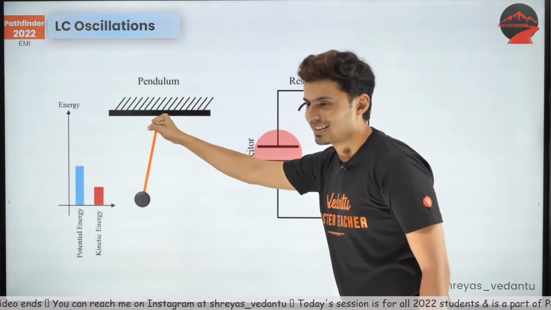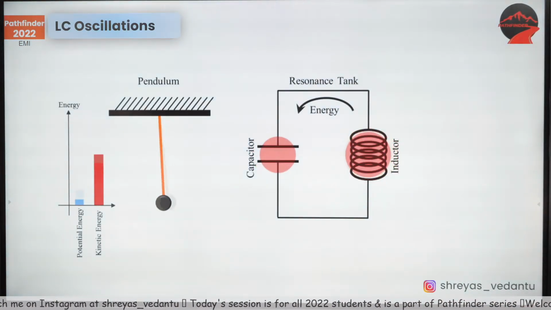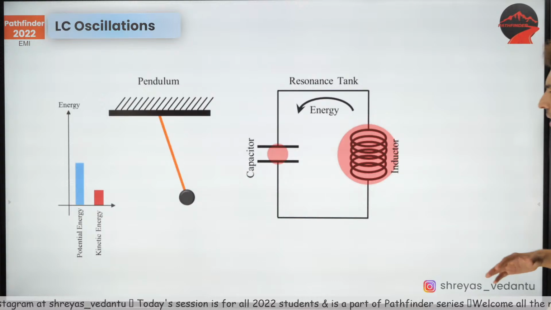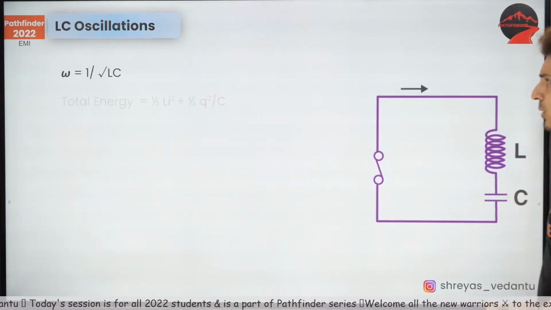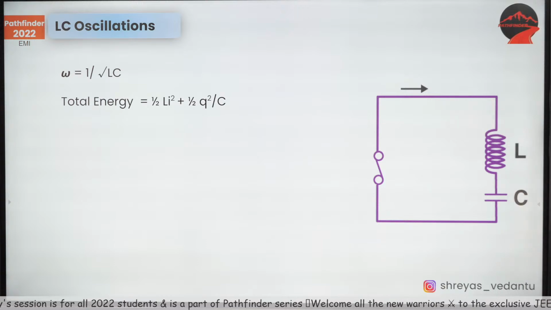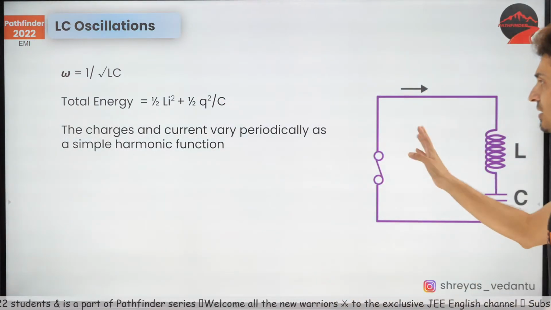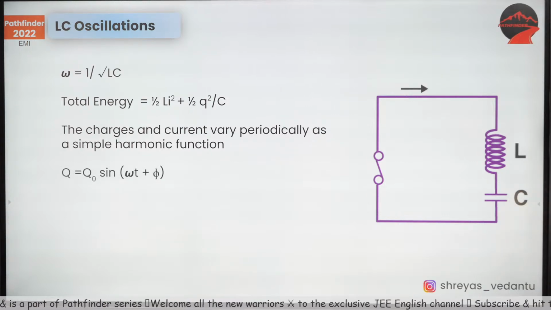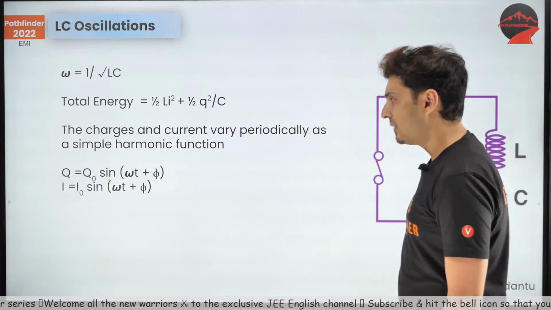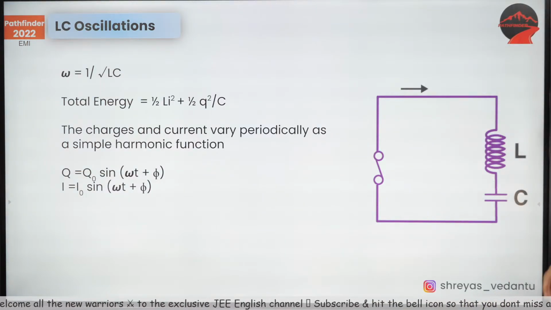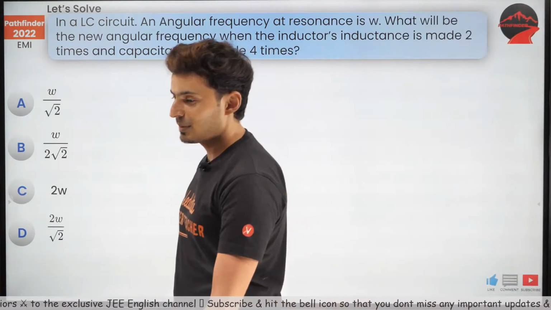So that's what happens. It's very, very similar. You can see that. Observe this. By the way, this will be there as a recording as well as in the PDF. So like I said, omega is 1 by root over LC. Total energy is energy of inductor plus energy of capacitor. And the charges vary and oscillate periodically as a simple harmonic function. Charge is q sine omega t plus phi, and current is maximum current sine omega t plus phi. Let's go to the first question coming up on your screen.